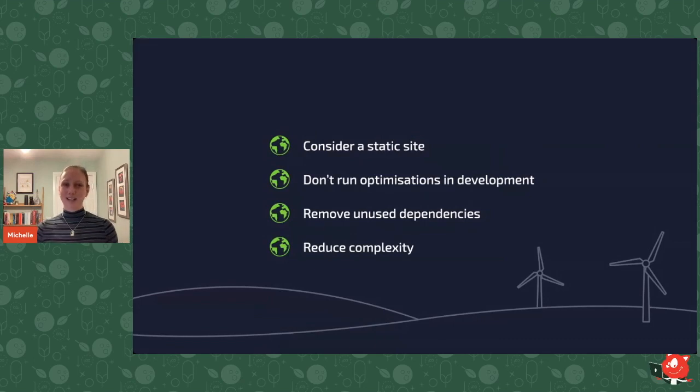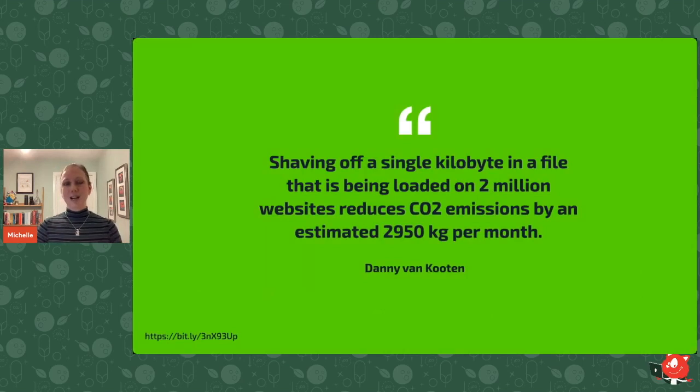And reduce complexity in our tool chains where possible. So sometimes you might not even need a build step if it's a very simple site you're building. Developer Danny Van Kooten wrote a case study about how he removed a 20 kilobyte dependency from his WordPress plugin, which is used on over 2 million websites. And he estimates he saved the equivalent in carbon emissions of 5 flights from Amsterdam to New York.